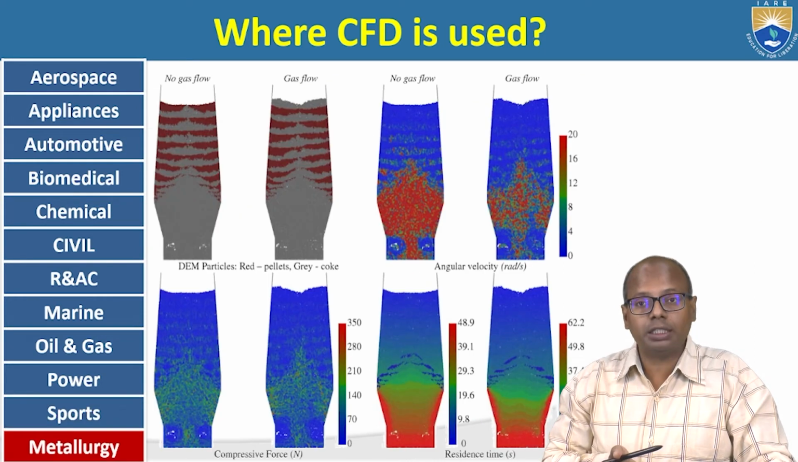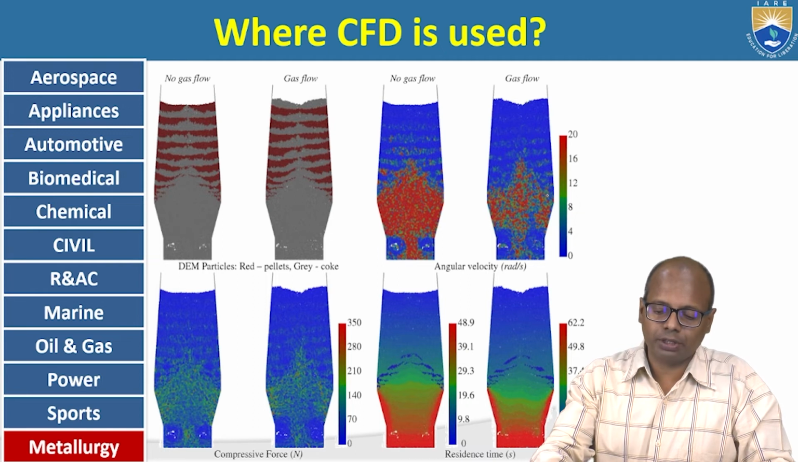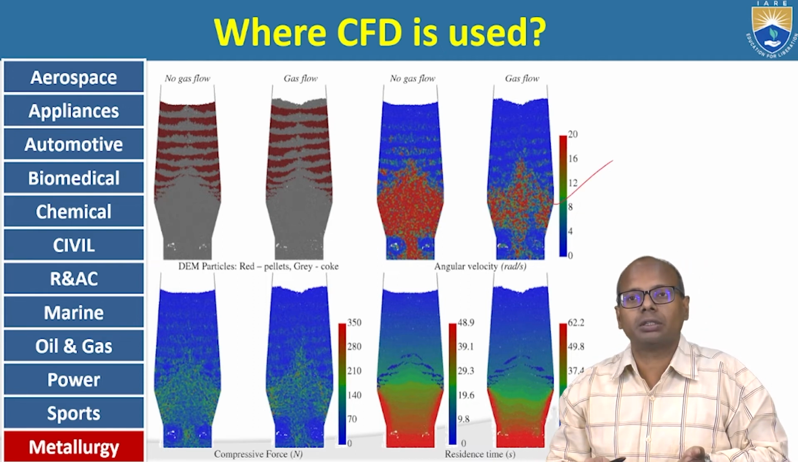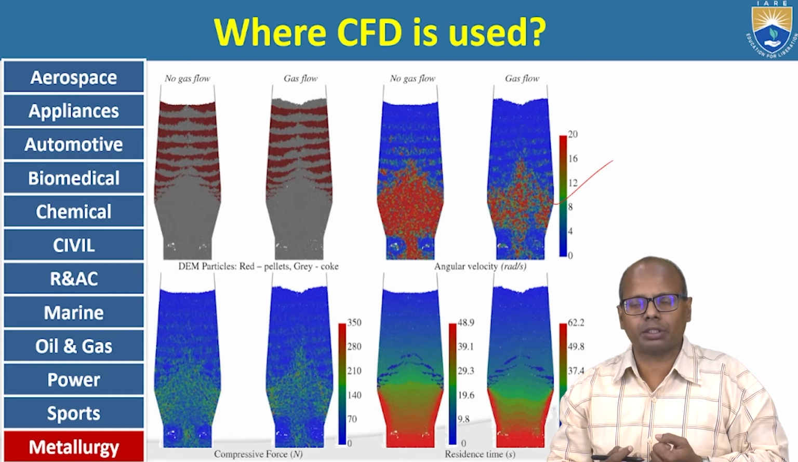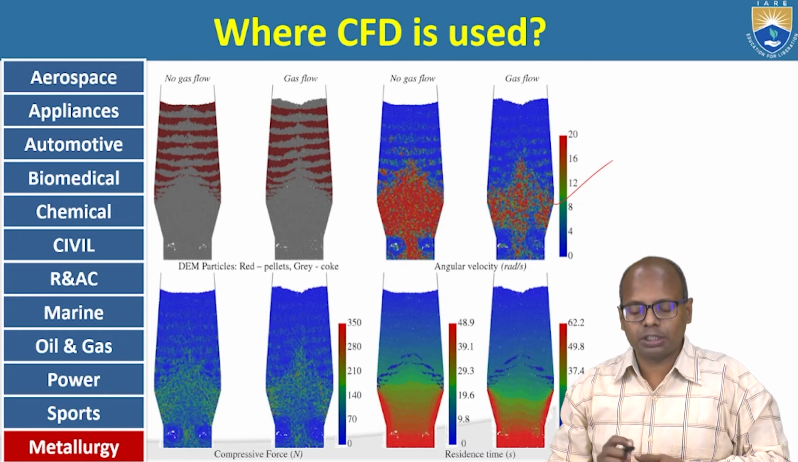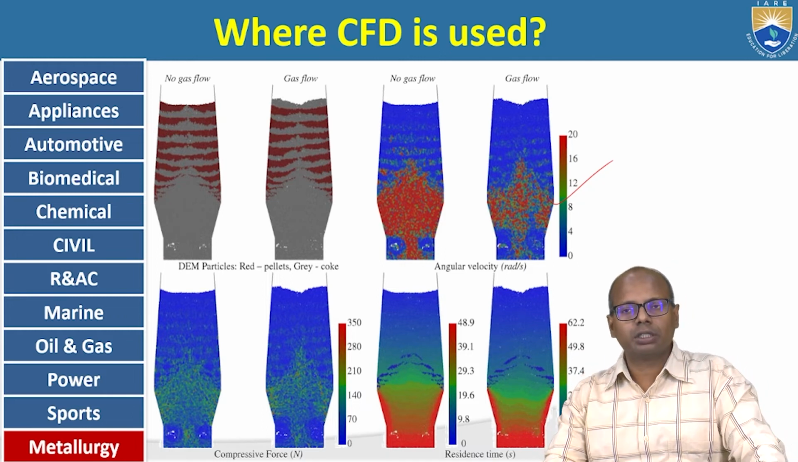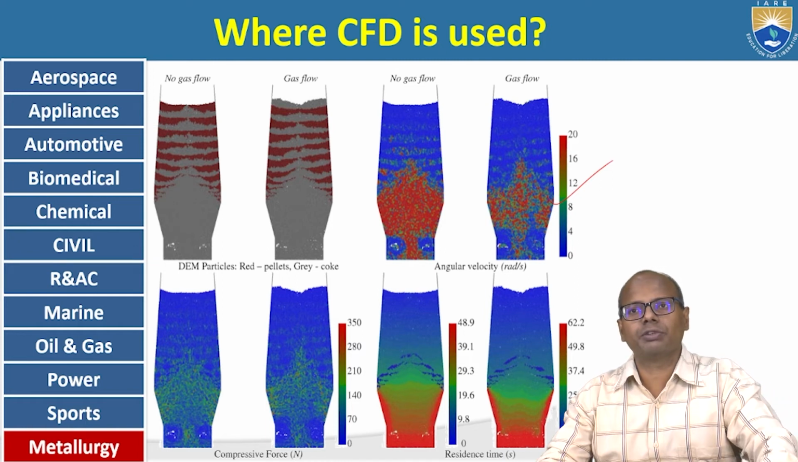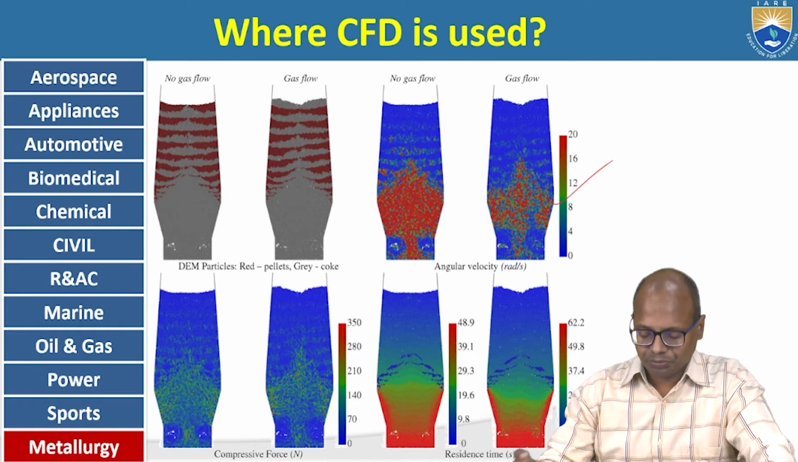And even in metallurgy, this is the blast furnace, how the combustion in the blast furnace happens, how the exhaust gases flow outside, all those things people have started using CFD. So these are the broad areas where CFD is used.